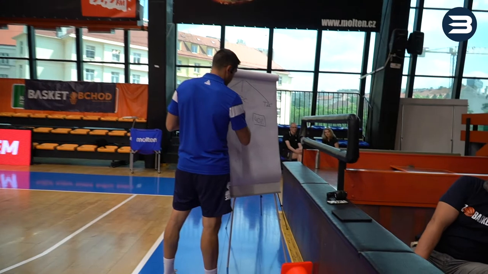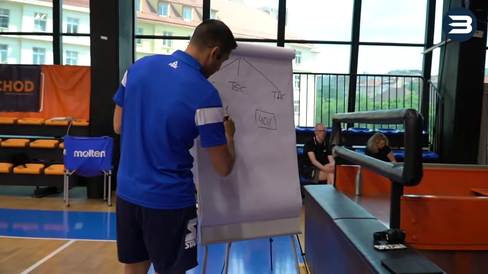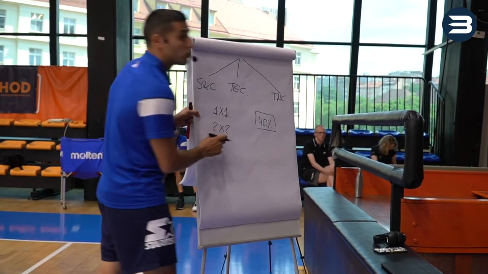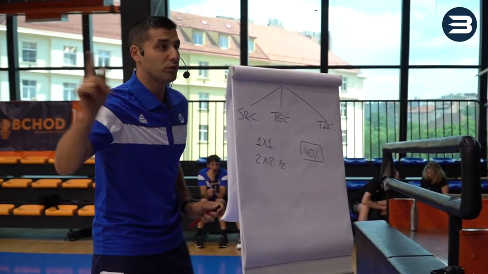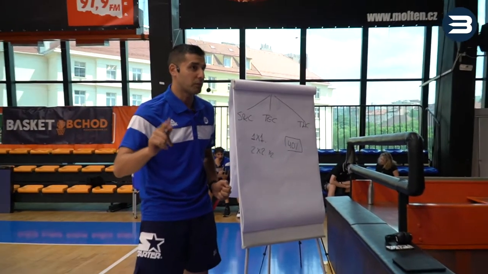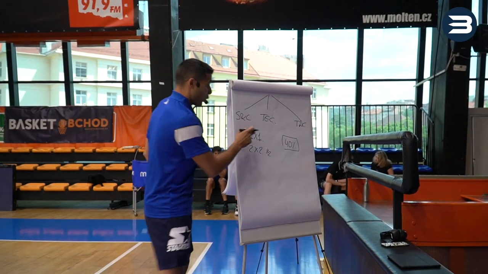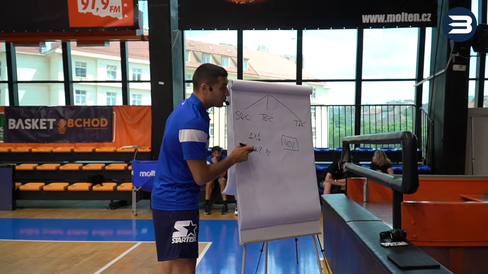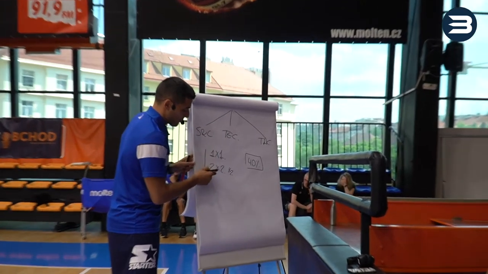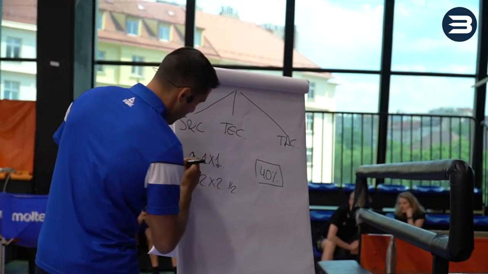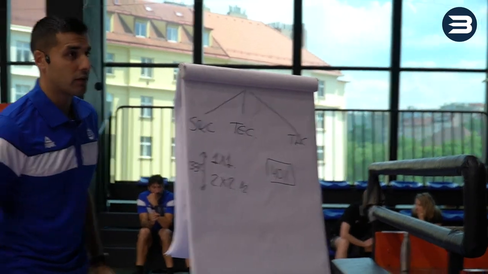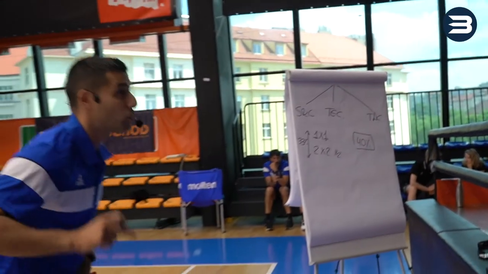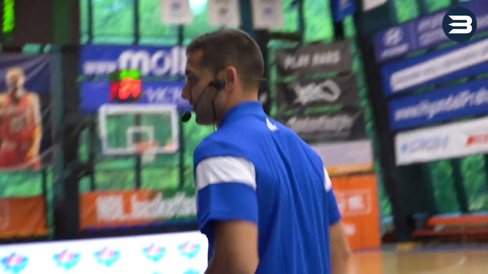One-on-one and two-on-two, but two-on-two half court, not two-on-two full court, because the space you are playing at changes a lot. One-on-one and two-on-two half court, this means 33% of the time you are shuffling. Shuffling means lateral playing, shuffling at high intensity.